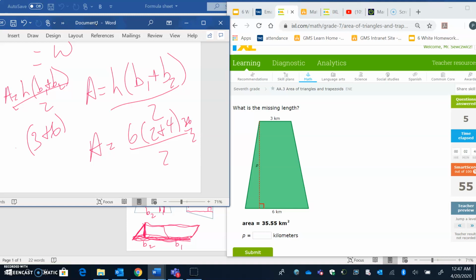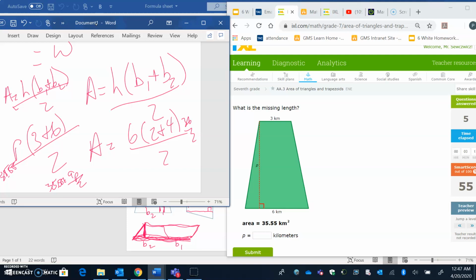I don't know what the height is. They're calling it P, and I know I have to divide by 2. Oh, wait, and the area is 35 and 55 hundredths. So let's clean this up a little bit. 3 plus 6 is 9. All right, 9 times P. Well, that's just 9P. So we are dividing it by 2. So 35 and 55 hundredths equals that amount.